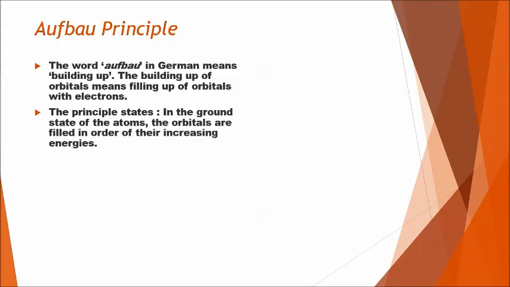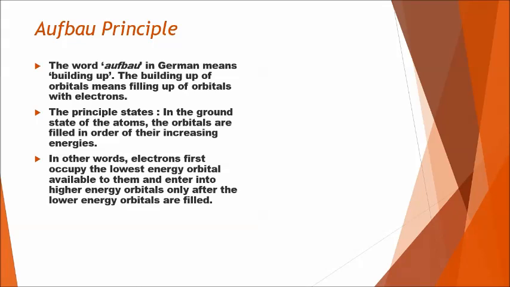The principle states that in the ground state of atom, the orbitals are filled in the order of their increasing energy. So it will be in an increasing order. In other words, electrons first occupy the lowest energy orbital available to them and then enter into the higher energy orbitals, only after the lower energy orbitals are filled. So this is the main thing we have to remember. First the lowest energy orbital is filled and then only the higher energy orbital is getting filled.